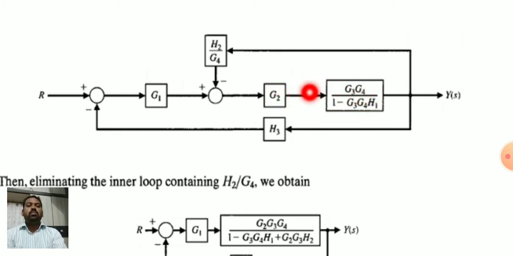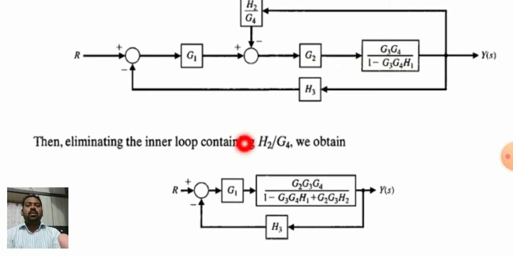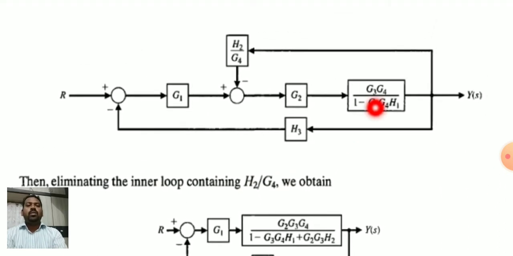Now this is combined with this. Both the blocks are in series once again. It is called cascading, so these two blocks get multiplied. Then eliminate the inner loop containing H2 by G4. After combining these two, you can remove this loop. It is once again a negative feedback loop. So this is now G(s), that is G2, G3, G4 divided by 1 minus G3, G4, H1.